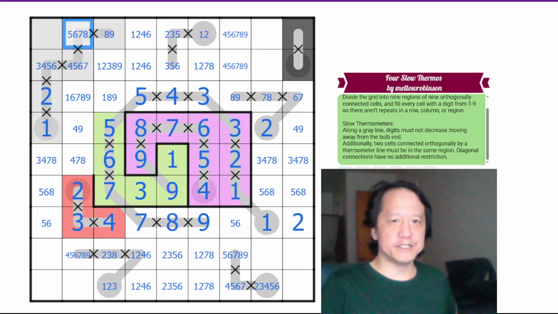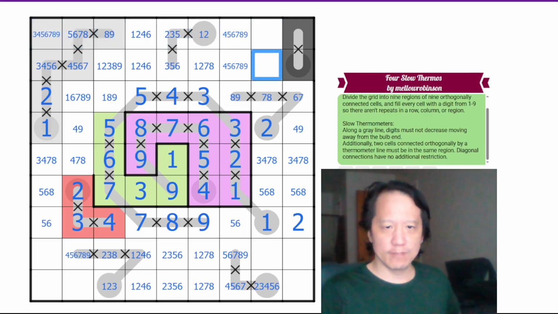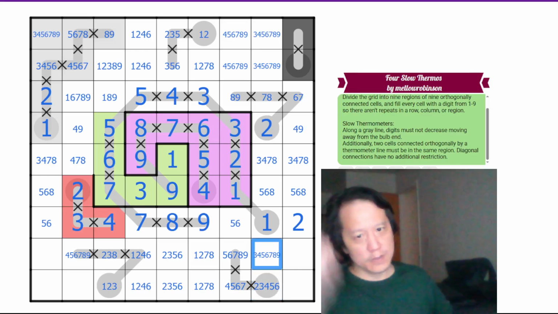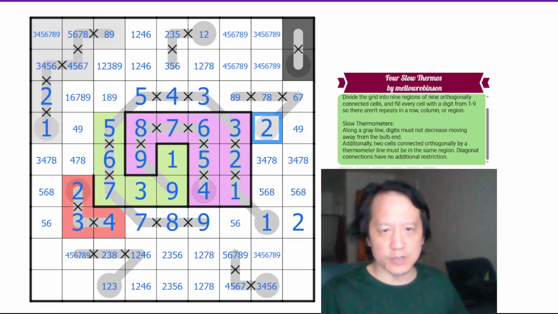Okay. Remaining digits here can be 3 through 9. Column 8 are 3 through 9. This can't be 2 because of 2 in the column.